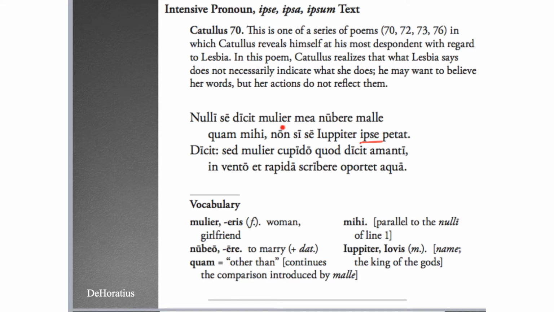All right, so my woman, my girlfriend, says that she prefers to marry no one but me, not even if Jupiter ipse comes after her. All right, so Jupiter, of course, is the king of the gods, to some extent an equivalent to that president herself example that we were looking at. So not even if Jupiter himself, ipse, comes after her.